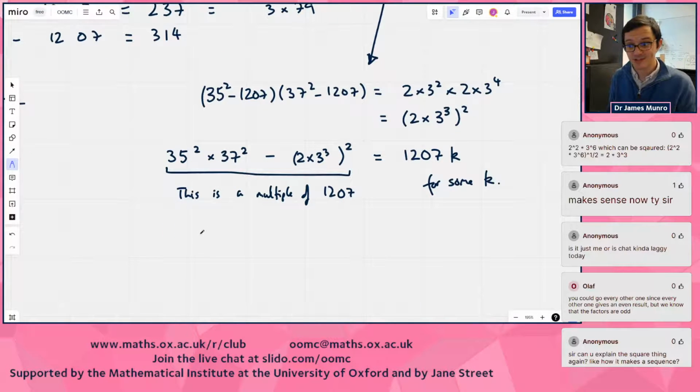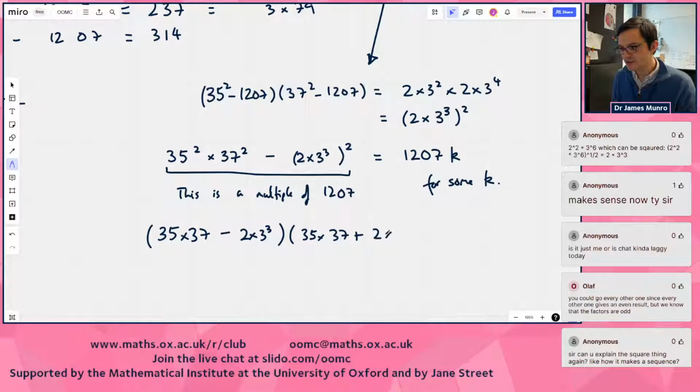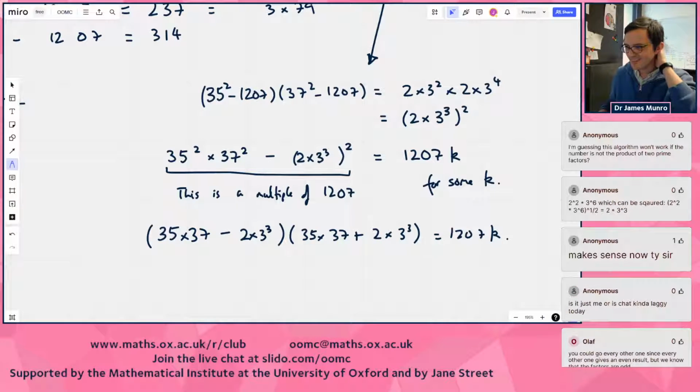And it factorizes like this: 35 times 37 take 54. Oh, I kind of keep writing it like this. 35 times 37 plus 2 times 54 is 1207k. Okay. So if you're thinking about turning this into an algorithm, I have several bits of advice, but we're almost there.